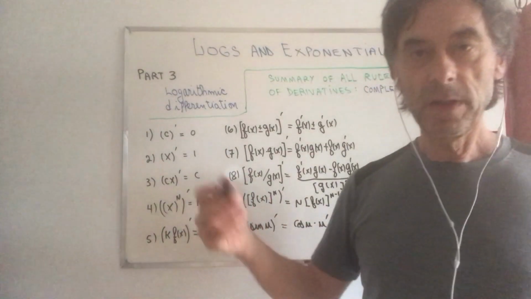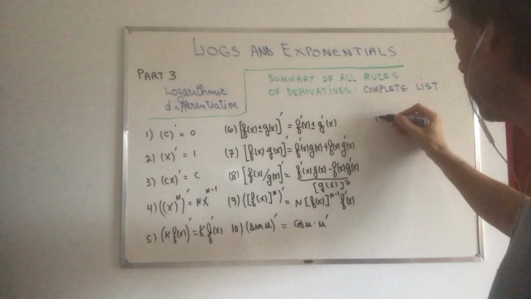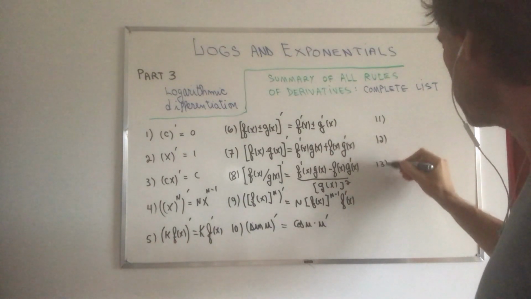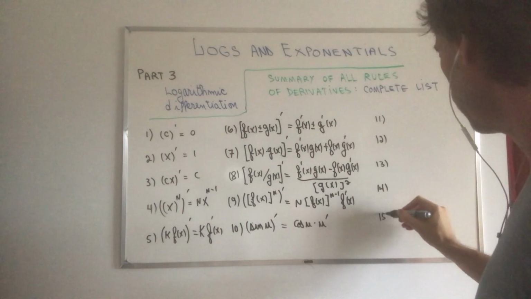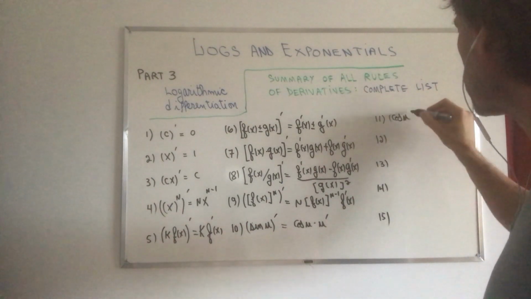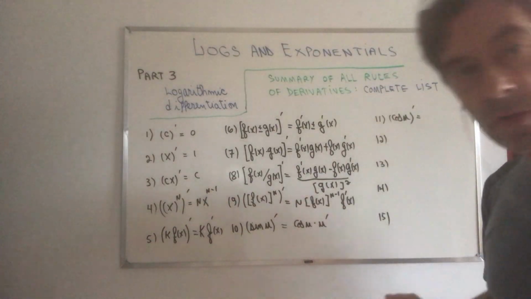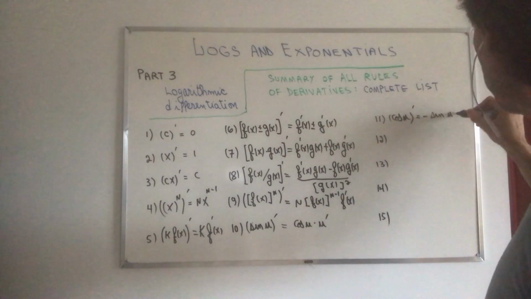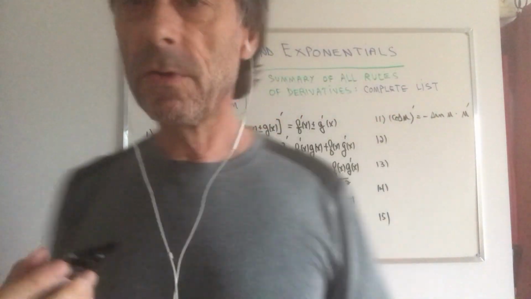And then we get into the later ones, so 11, 12, 13, 14, 15. We had here the derivative of cos u. Let's fill this in right away. What's the derivative of cos u? Minus the sine of u times u prime, of course.